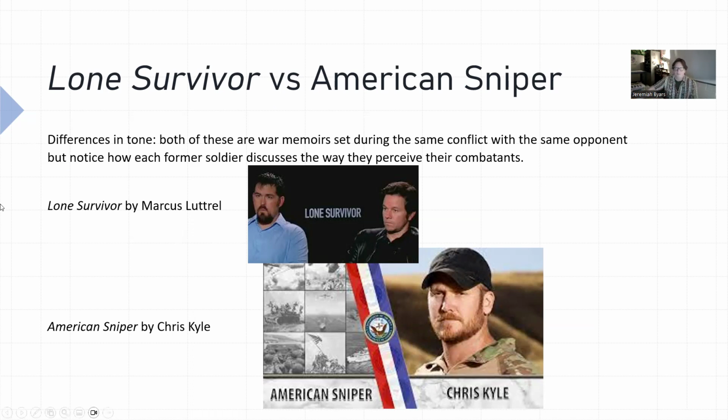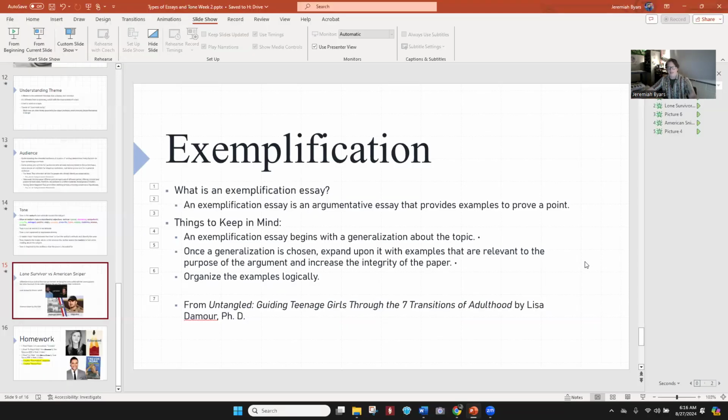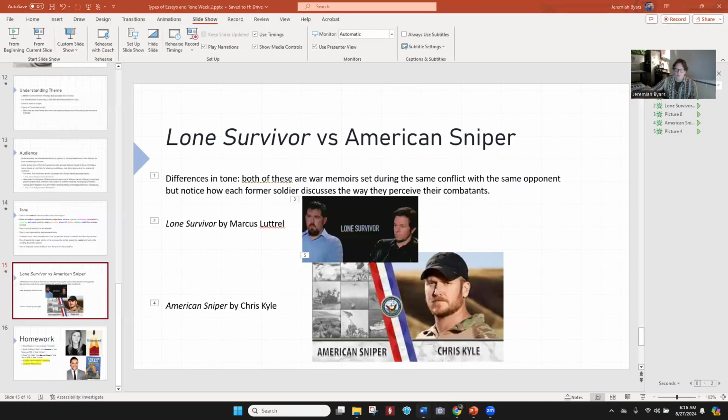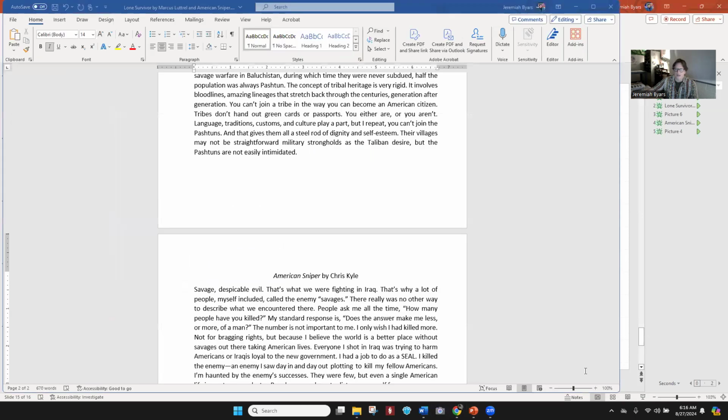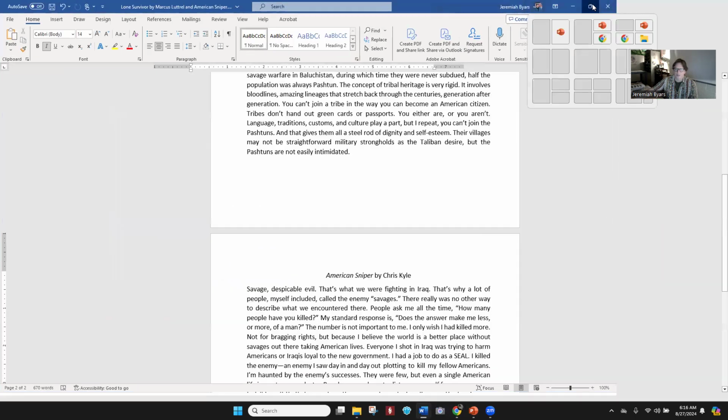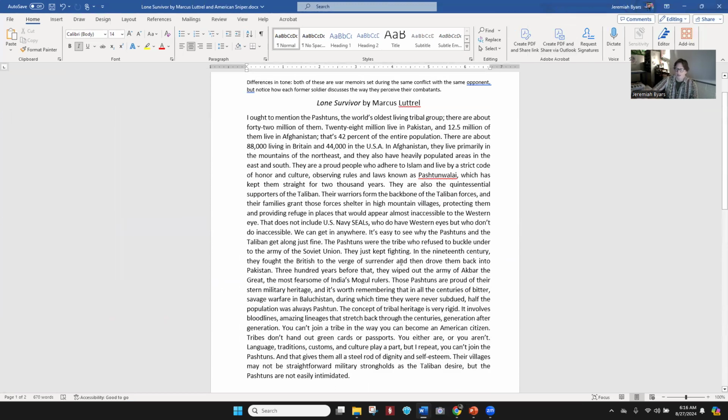But in terms of them both being American Navy SEALs fighting in a foreign land with a very different culture than what they're used to, and then they write their memoirs and their reflections about that time. So we're going to read just an excerpt from each of their books, how they describe their opponent differently. Okay. So here we go.